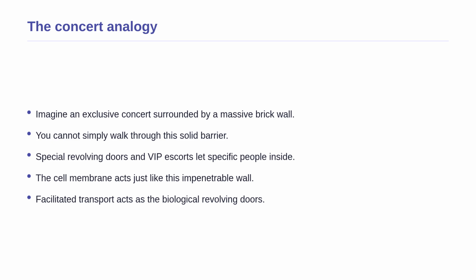In a cell, the plasma membrane acts just like that impenetrable brick wall for many essential nutrients. Facilitated transport is the biological equivalent of those revolving doors and VIP escorts. It ensures the cell gets exactly what it needs without expending any of its own energy to pull them inside.